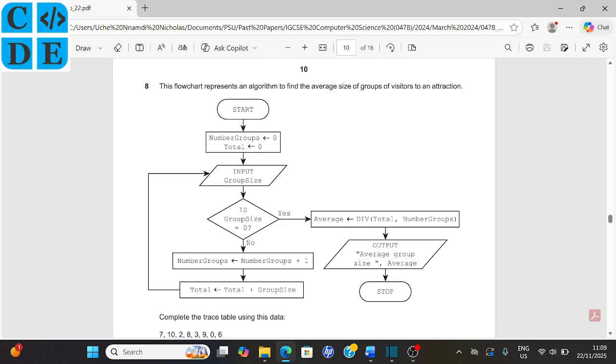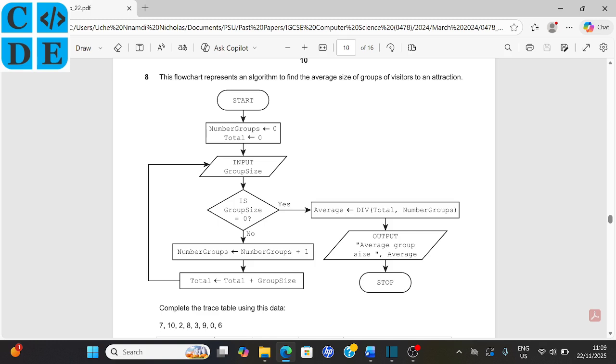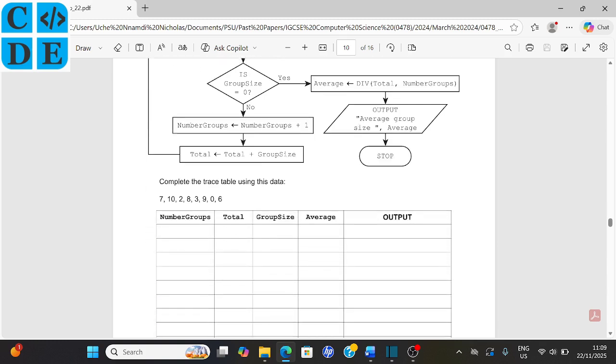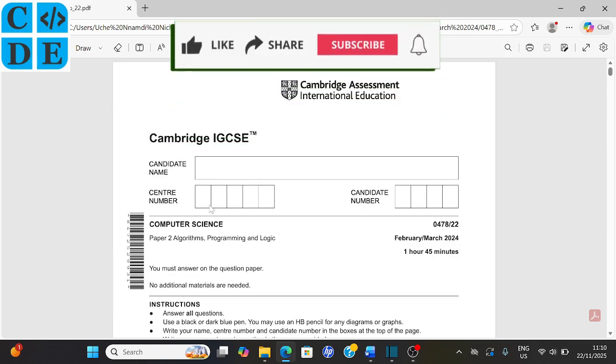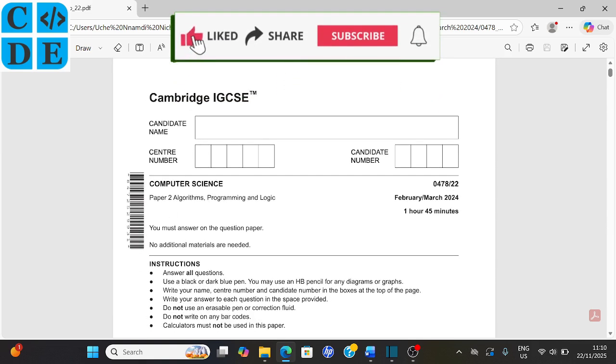Today we're going to be dealing with this flowchart problem, and we'll be using this flowchart to complete this trace table. Okay, this question is coming from paper 2 of Computer Science, Algorithms, Programming and Logic. That's for February-March 2024, paper 2-2.